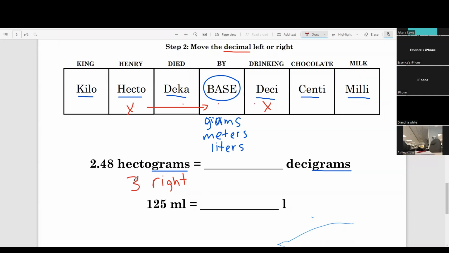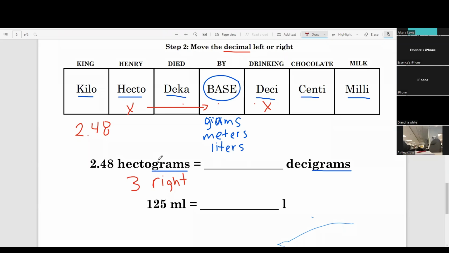All right, so now that we've identified the movement, this needs to be duplicated via our what? Via the decimal, all right? And that's pretty much it. So we have 2.48, and we've decided that this decimal needs to move 3 spaces to the right. That's what we're gonna do.